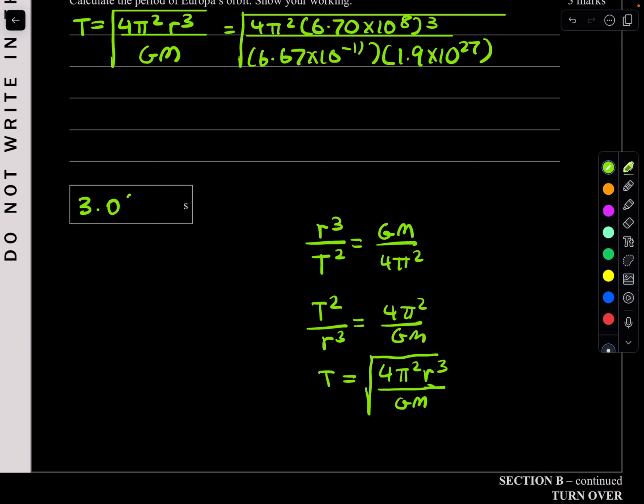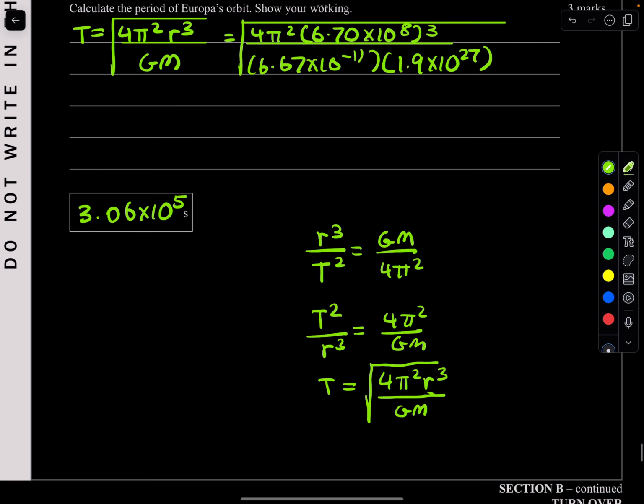So yep, 3.06 times 10 to the power of 1, 2, 3, 4, 5. To the power of 5. Does that look right? 1, 2, 3, 4, 5. Yep. So I get 3.06 times 10 to the power of 5. That looks good. No mistake.